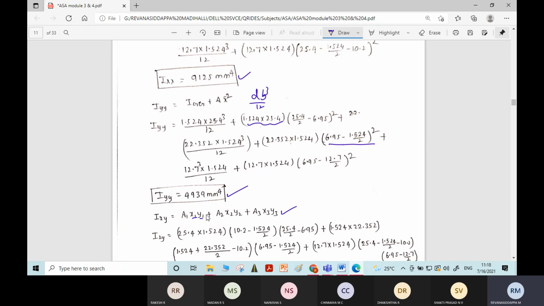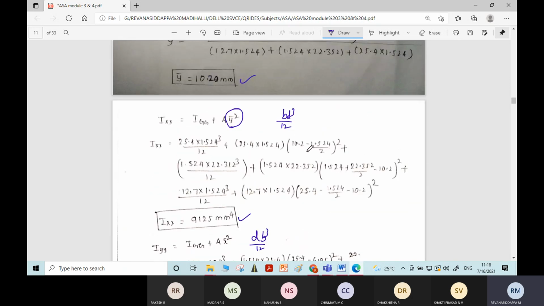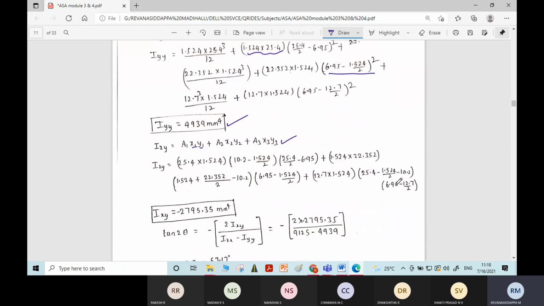Okay, x1, x2, x3 and y1, y2, y3. The y1, y2, y3 you will get from this expression. See, this is the y1, this is the y2 and this is the y3. Same expressions I have copied here. Okay, finally I got the moment of inertia about the principal axis.